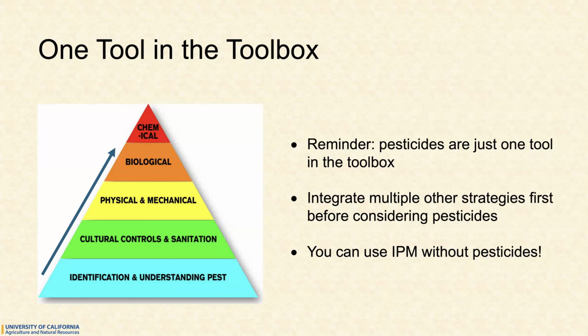So before you even consider that, you want to try a bunch of other things in combination and see if you can provide enough control before you get to that top of the triangle. And I just want to emphasize you can use IPM without pesticides. I think some folks think that IPM equals pesticides. It absolutely does not. As you can see here, there's tons of other strategies that you can use without pesticides. So IPM is the framework, and pesticides are just one tool in your toolbox that you could choose to use or not.